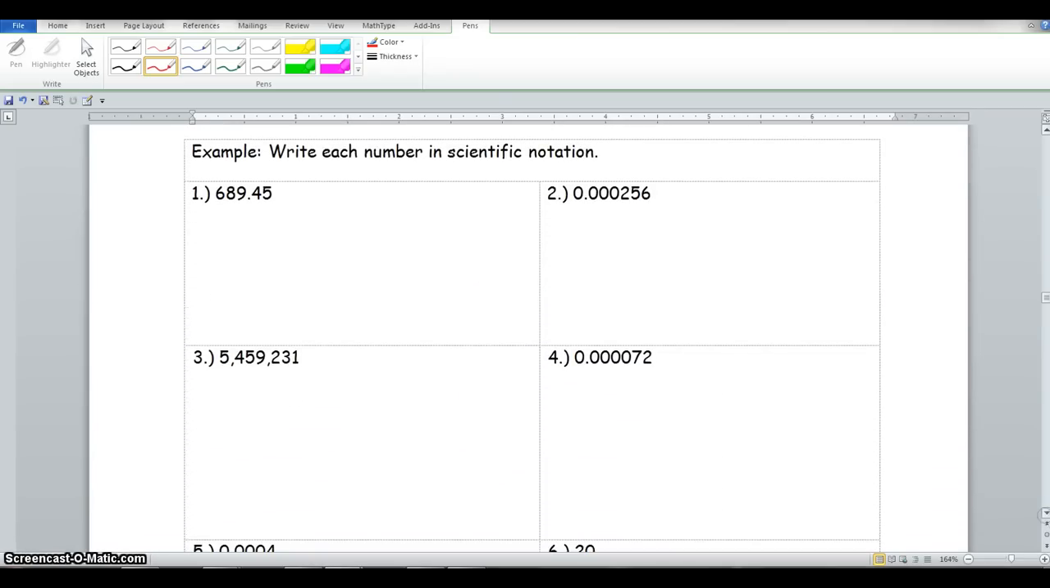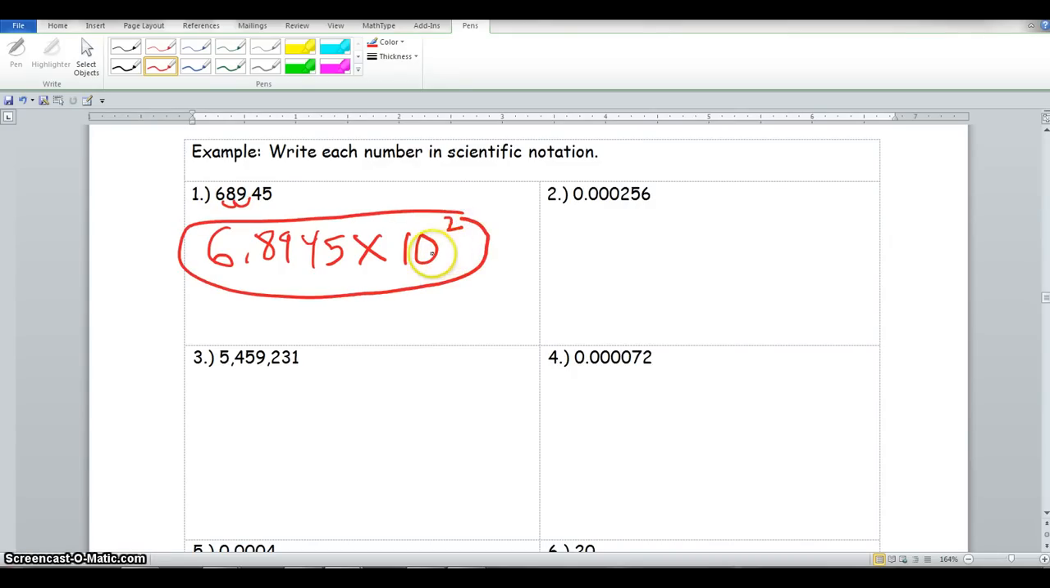Now, let's apply what we just read. Okay, it says write each number in scientific notation. So the first thing we must do is move this decimal and only have one digit in front of the decimal. That digit must be 1 or greater, but less than 10. So we'll move this decimal 2 places to the left. So we have 6.8945, and that'll be multiplied by 10 to the power of how many places we move, 2. But since we moved left, it'll be positive. So this is the final answer.